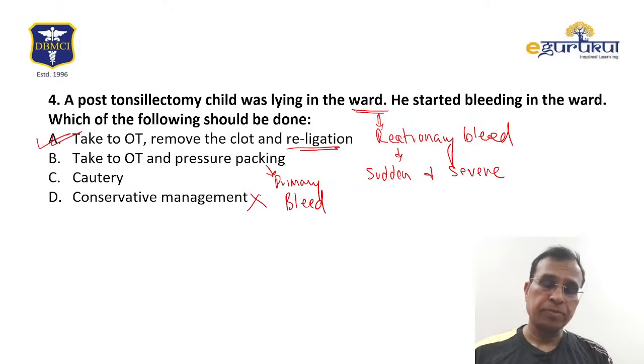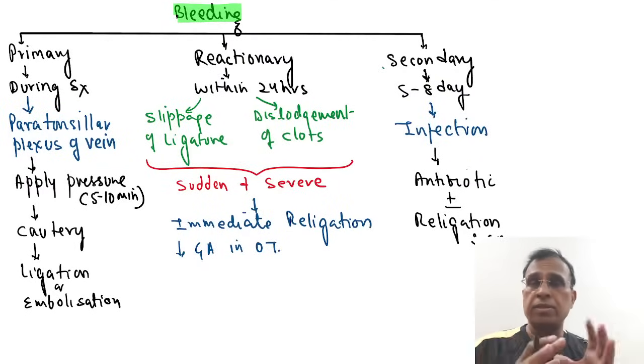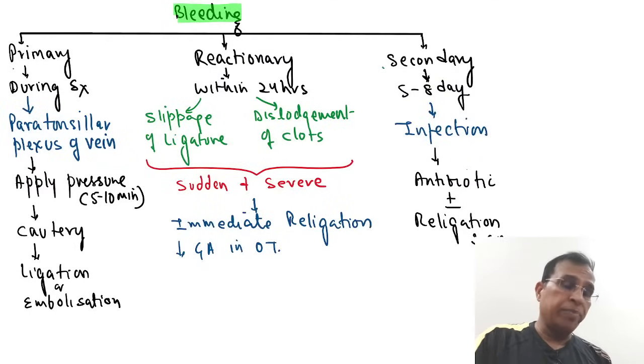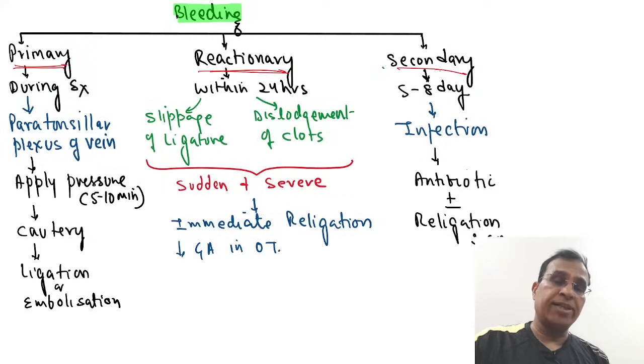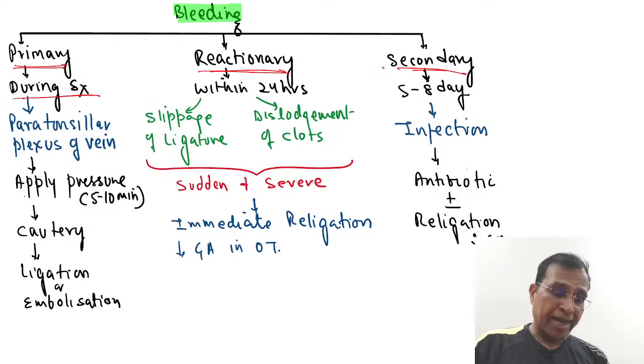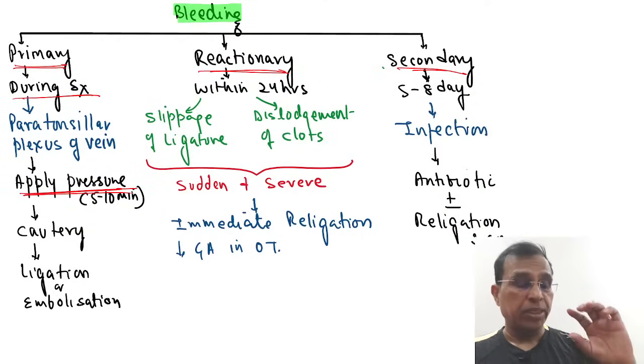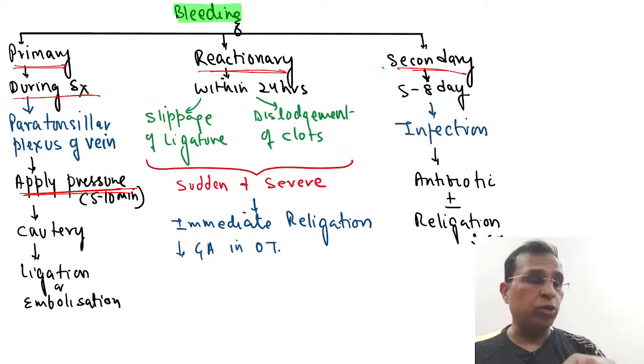Okay. So this is the chart that I've made for you. Bleeding of tonsillectomy can be primary, reactionary, and secondary. Primary bleeding happens during surgery. So this is not during surgery. Surgery is over, and then we apply pressure, right? But that is done in primary bleeding, like I told you.